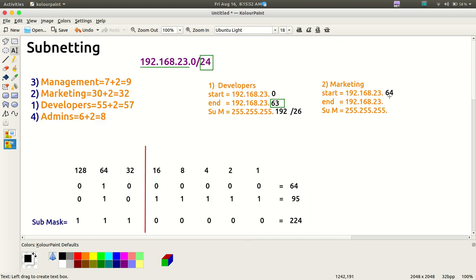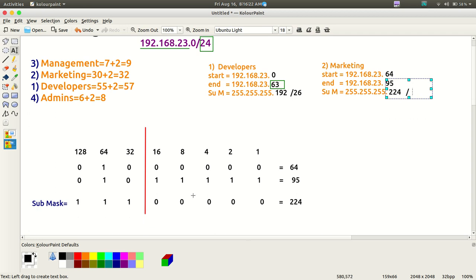So my end IP address over here is going to be 95. Okay, so my start IP address was 64, end IP address is 95, and my subnet mask is going to be 224, right? Okay, and last thing is my CIDR notation, which is going to be slash. What will the CIDR notation be? Slash 27. 24 plus 3 gives me 27.